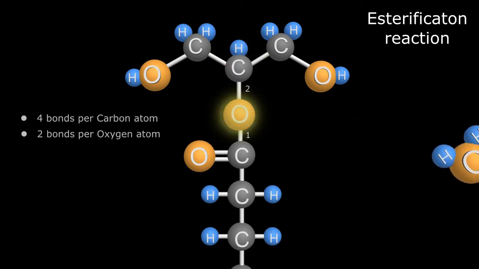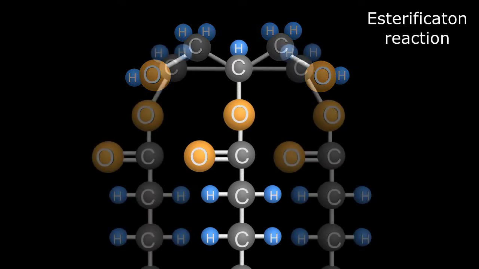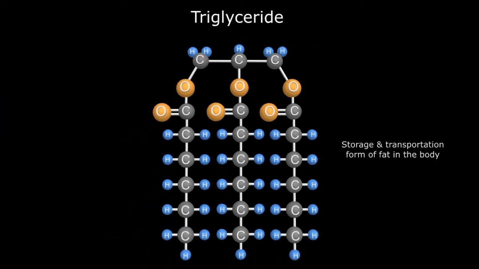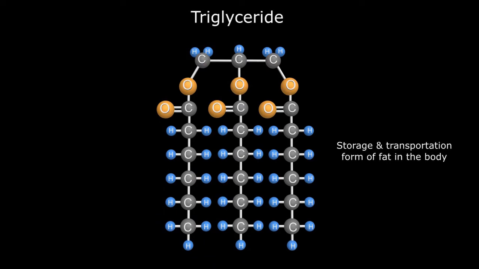To complete the molecule, 2 more free fatty acids are joined to the remaining 2 sites of glycerol, producing 2 more molecules of water in the process. Again, this triglyceride molecule is the storage and transportation form of fat in the body.